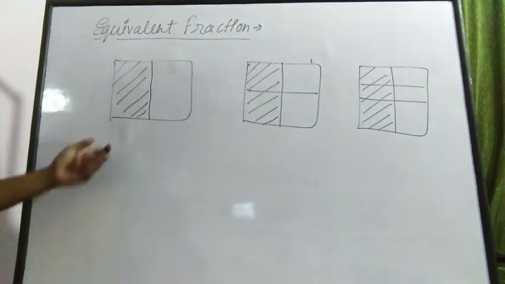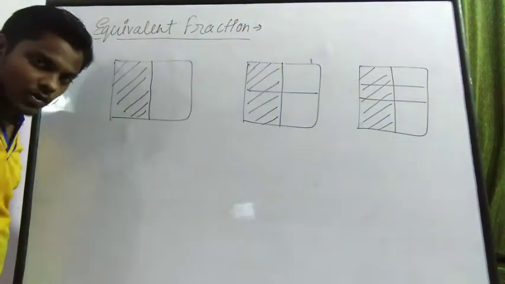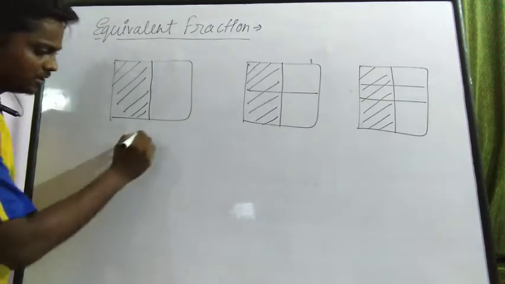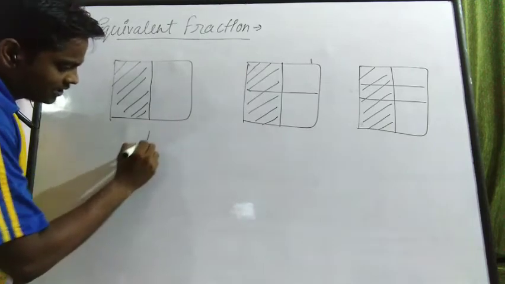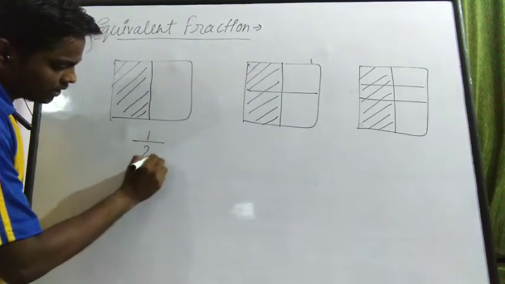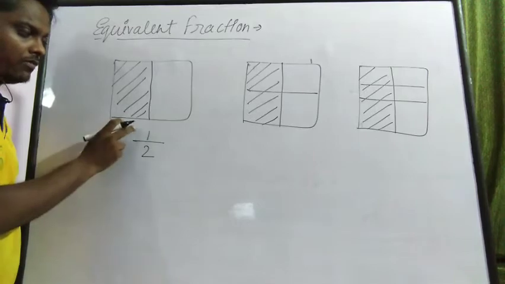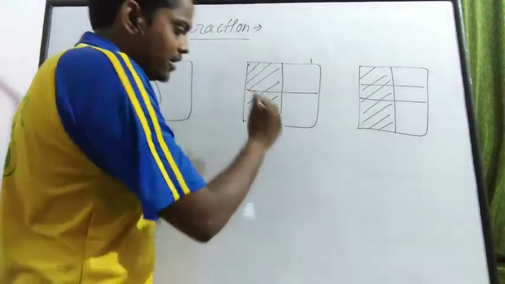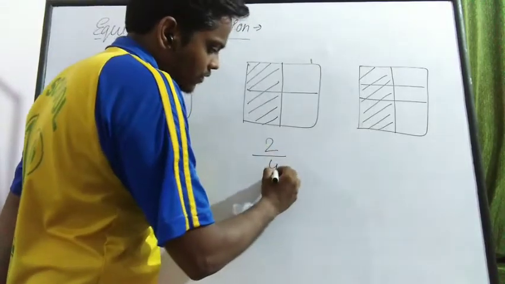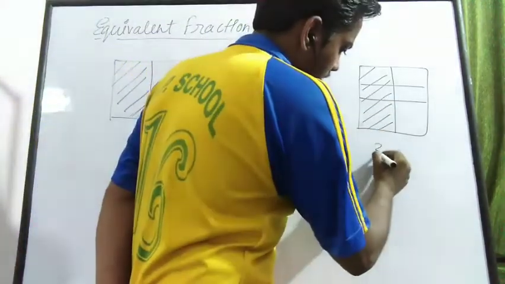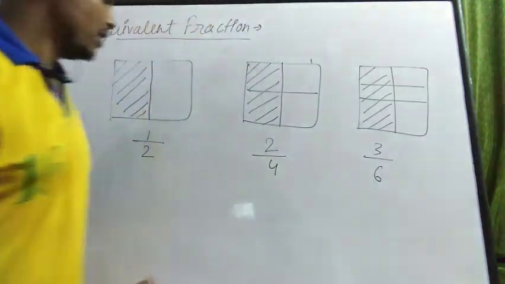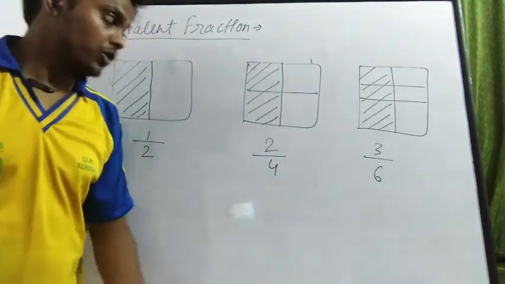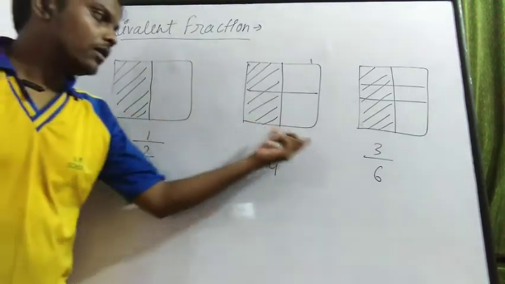Okay, so as I have already told you, what is the fraction for the shaded region? That is shaded upon total, 1 upon 2. Once again, here shaded to total 4, 2 upon 4, and 3 upon 6. ठीक है? So now, are they equal?